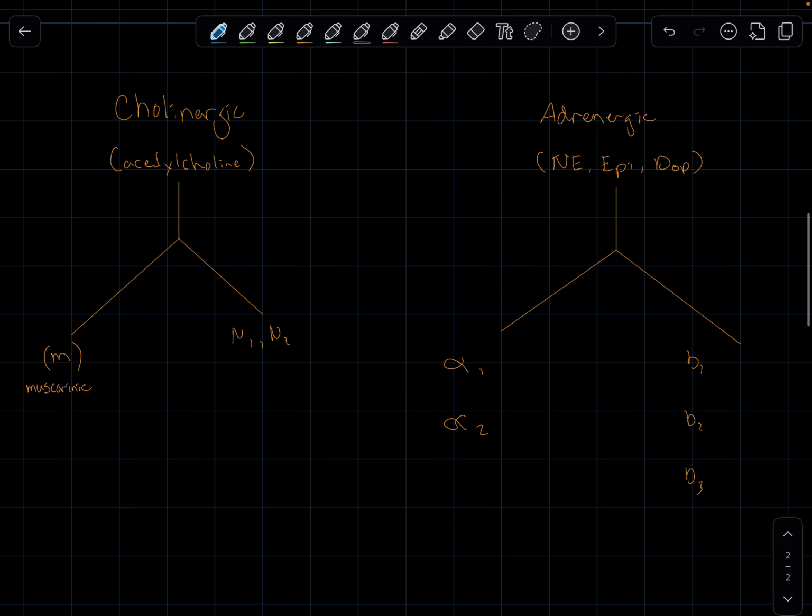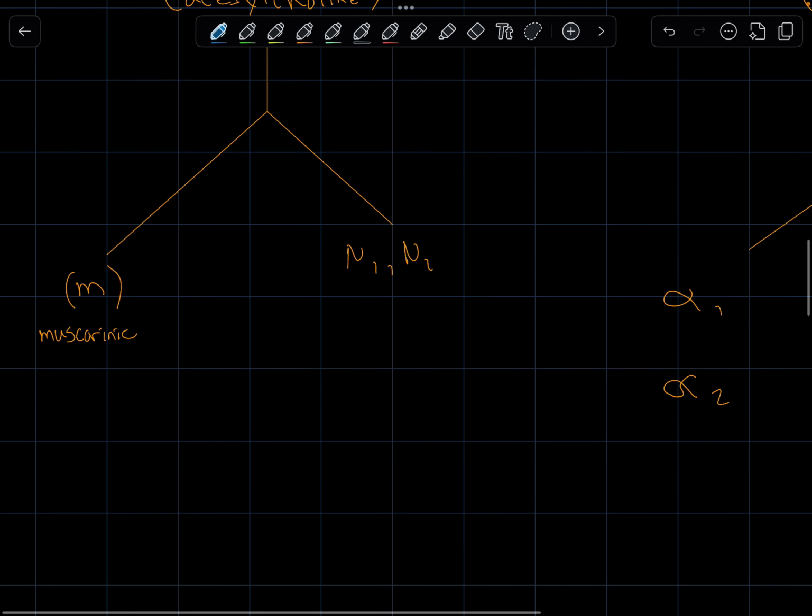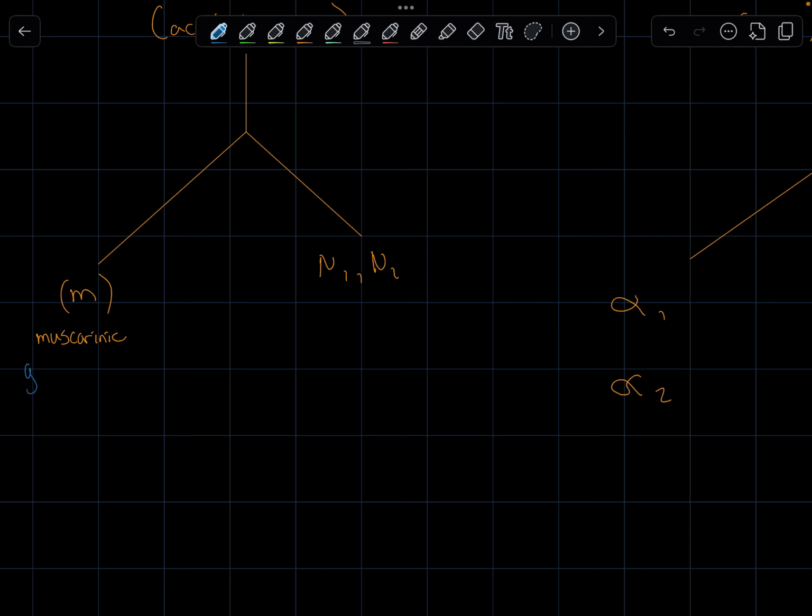Moving forward, we're going to talk about different types of receptors. So we have cholinergic and adrenergic receptors, and let's break it down into some subgroups. But the basic idea with cholinergic is acetylcholine. So any receptor that's affected by acetylcholine, and then adrenergic is the receptors that receive norepinephrine, epinephrine, and dopamine. So we have muscarinic, which are actually G protein coupled receptors.